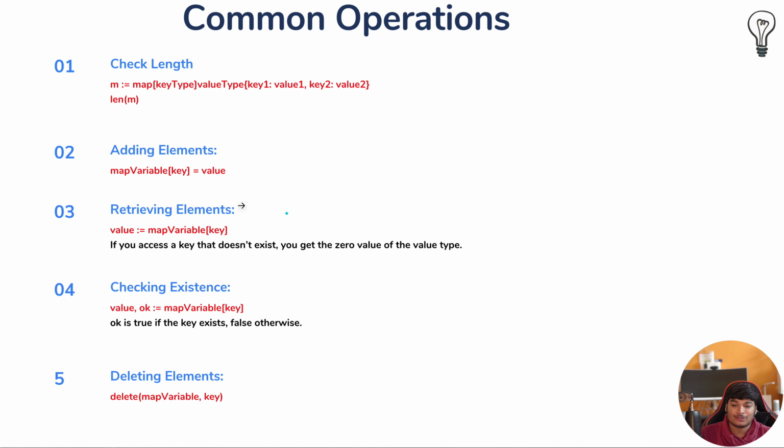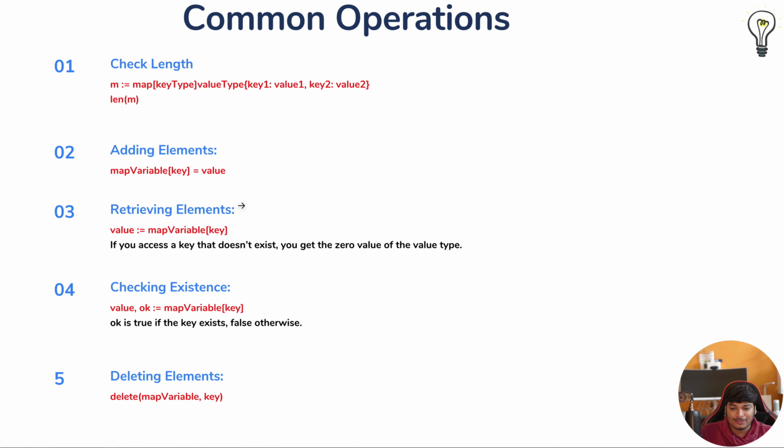Then adding elements. Adding an element to the map is very easy. Just say the map variable name, then opening and closing square brackets, put the new key name, and equals the value. Now if you want to change an existing key's value, just mention the existing key name inside the square brackets, then equals the new value, and it will update the value.